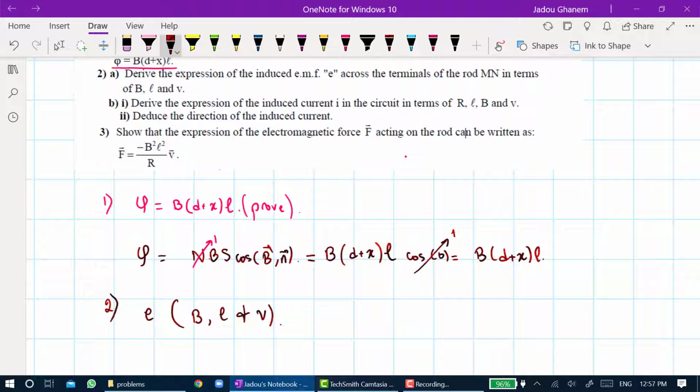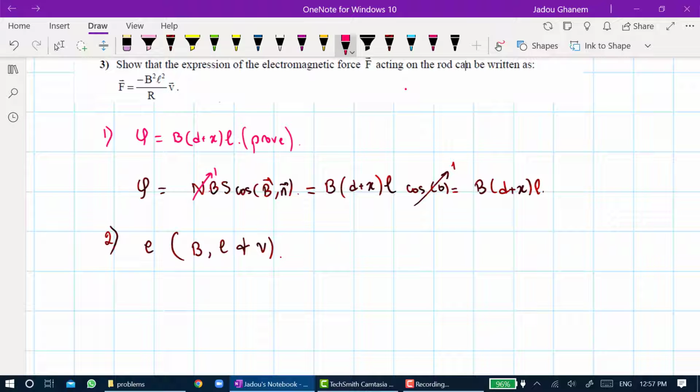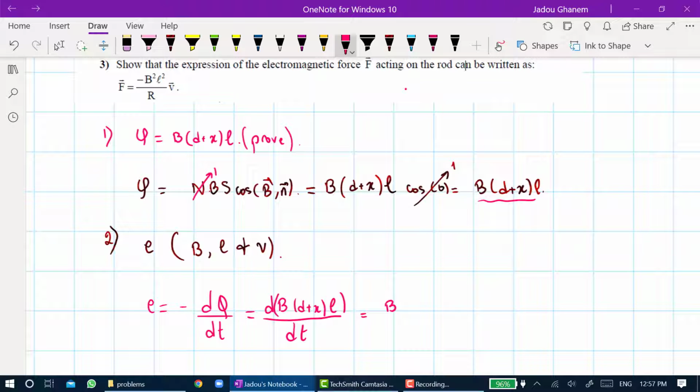How can we start with this one? We can just go and search for the formula of E. E is minus dΦ/dt, which is the derivative of this expression, which is the derivative of B multiplied by (d plus x) and L by dt. As you can see, now we can take all the constants outwards and leave the variables inside. So B, the magnetic field, will be constant, so we can take it out of the derivative. L is constant, so we can just keep it out.